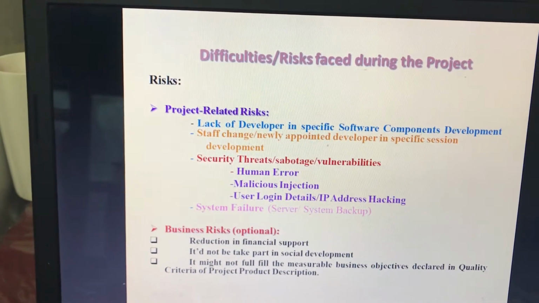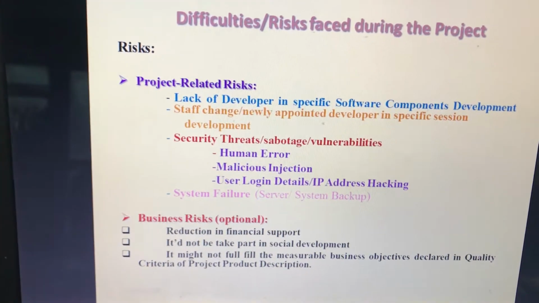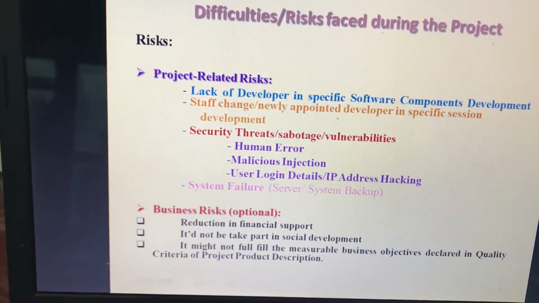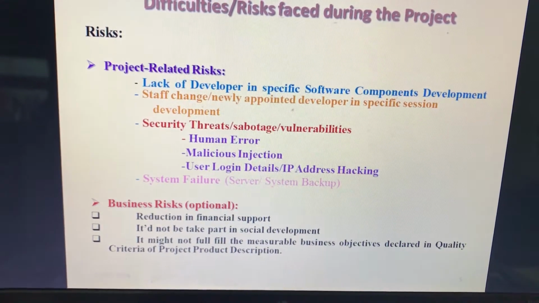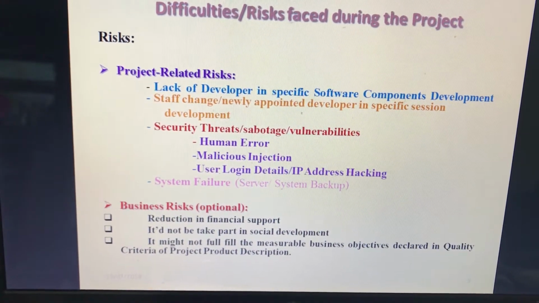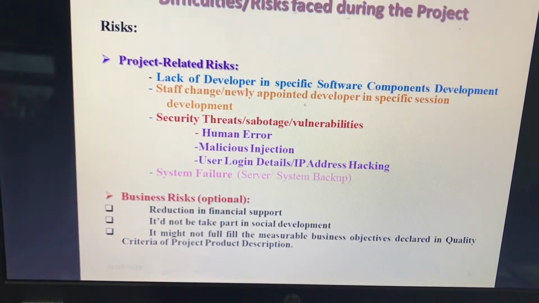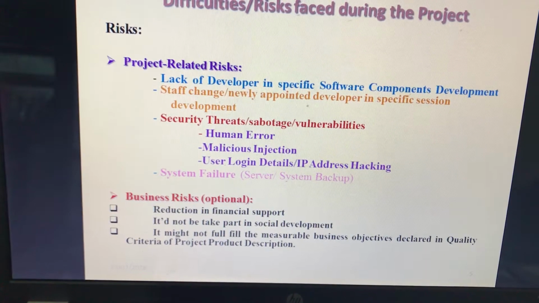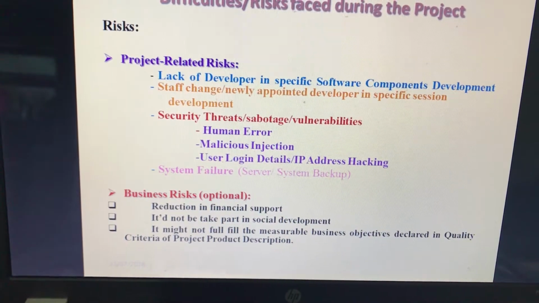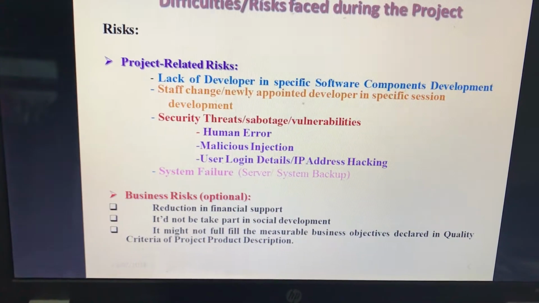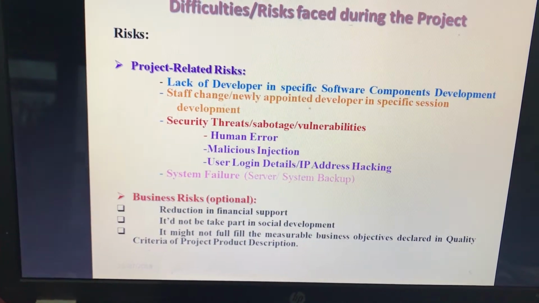And here are the risks or difficulties which might be associated with the whole project life cycle. I categorized 2 types of risks here. Number 1 is project-related risk, and number 2 is business risk, which is optional in our case. The project-related risks involve a lack of developers in specific software component development, which might cause failure to meet the deadline, and then staff changes or a newly appointed developer in a specific section, which might also cause failure to meet the deadline, and might also cause more cost because training is needed for the newly appointed developer, and they need more time to cope with the new development or work environment.